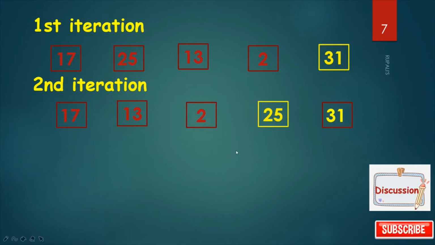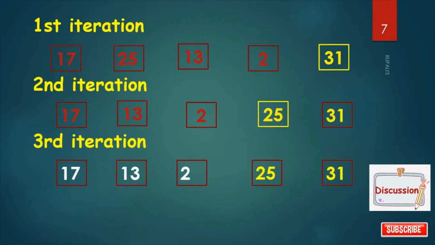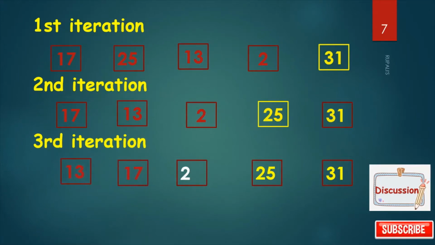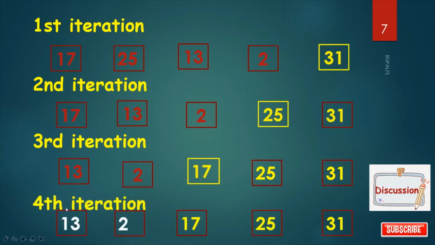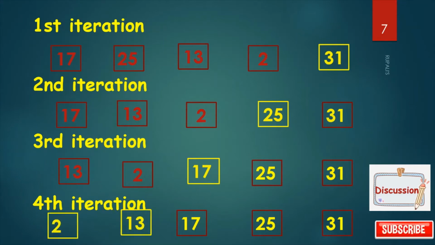Now, third iteration. In the third iteration, you compare the first node info with the second node info. Because 17 is greater than 13, swapping is required, so swap. Now compare the second node info with the third node info. Because 17 is greater than 2, swap. Finally, we get 17 here. And in the fourth iteration, you compare the first node info with the second node info. Because 13 is greater than 2, swap. Finally, we get the sorted linked list.